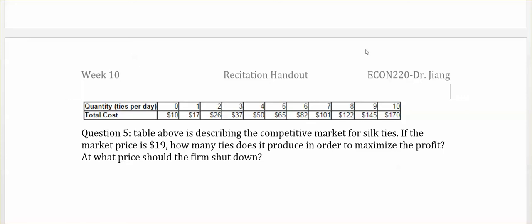Question number 5 is still about competitive firms. By working on this question, we will get a deeper understanding about the relationship among total costs, average variable cost, marginal cost, total revenue, and profit. This question is about the silk tie industry.